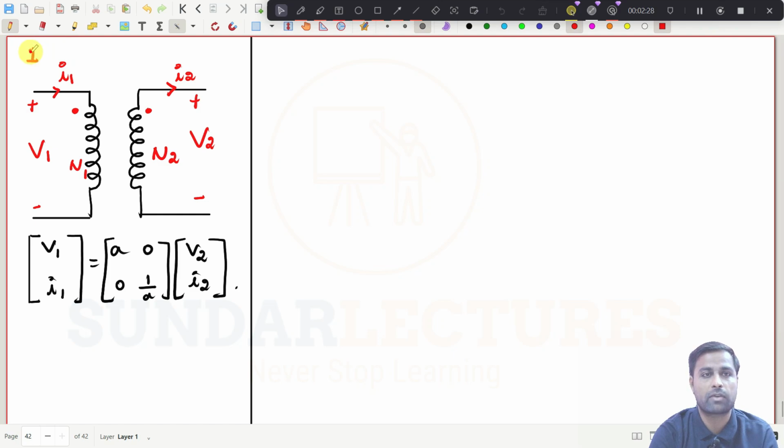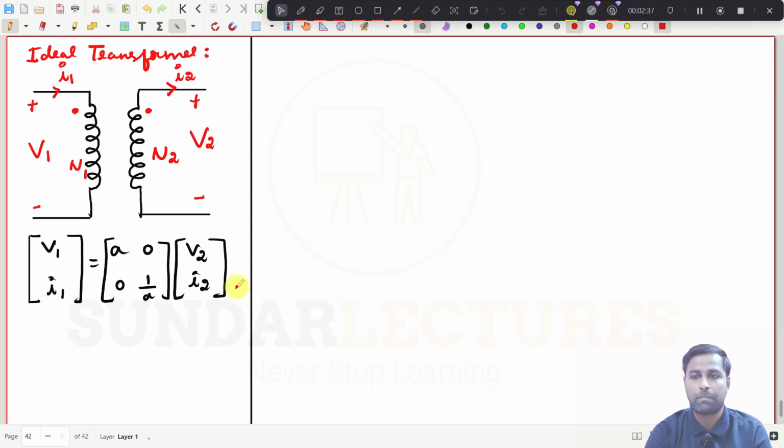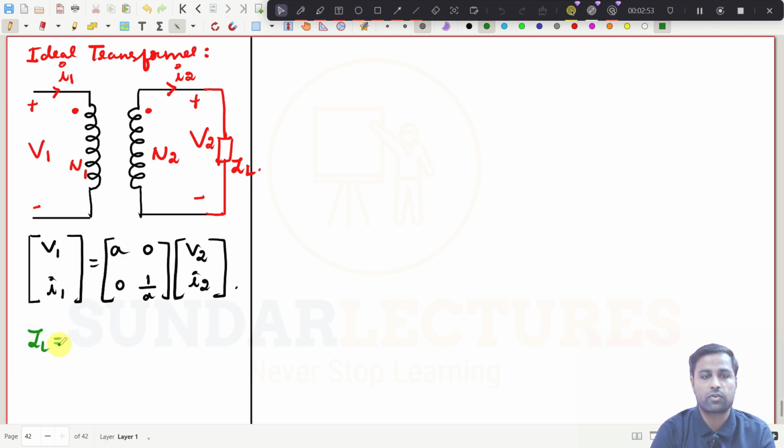Try to understand, I am not going for a practical transformer. This is also an ideal transformer. Let's try to apply something. What we will do now is put an impedance here, that means a load impedance. Let this be ZL. And what is ZL? ZL should be equal to what?